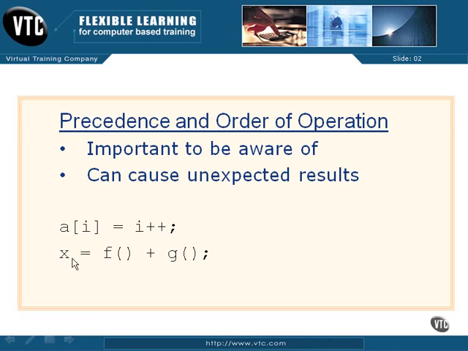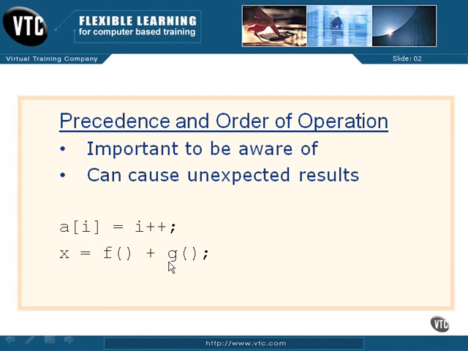Same issue down here. Here we're saying that the value of x is equal to the result of the function f. F is going to be called, and then some result will come back from the f function, added to the result of the g function. We're going to call this g function, and it's going to do something and give us a number back. So these two numbers will be added together and then put into there.